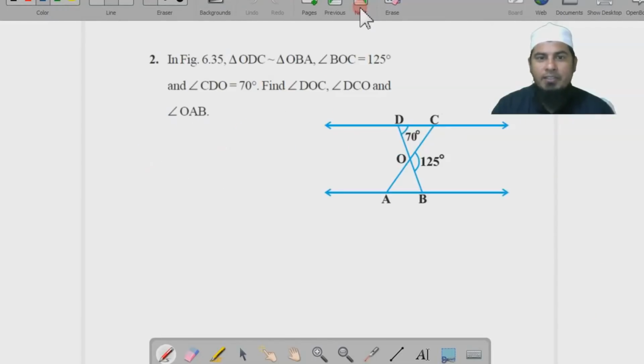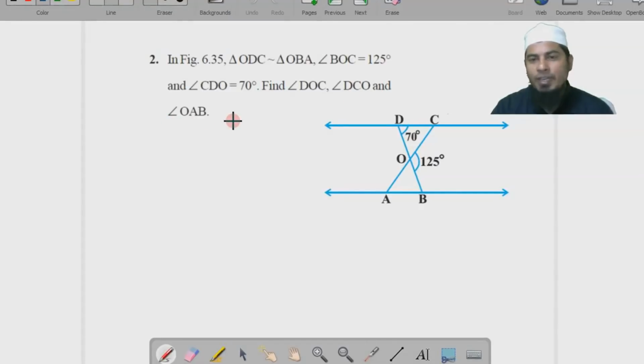Let us take some more questions. We got a question in figure 6.35. As we are doing this exercise problem orally, if I explain, you please try to do this, or otherwise after the explanation I'll show my answer. In figure 6.35, this is the figure. Triangle ODC is similar to triangle OBA, and the angles are given. We have to find angle DOC, DCO and OAB.